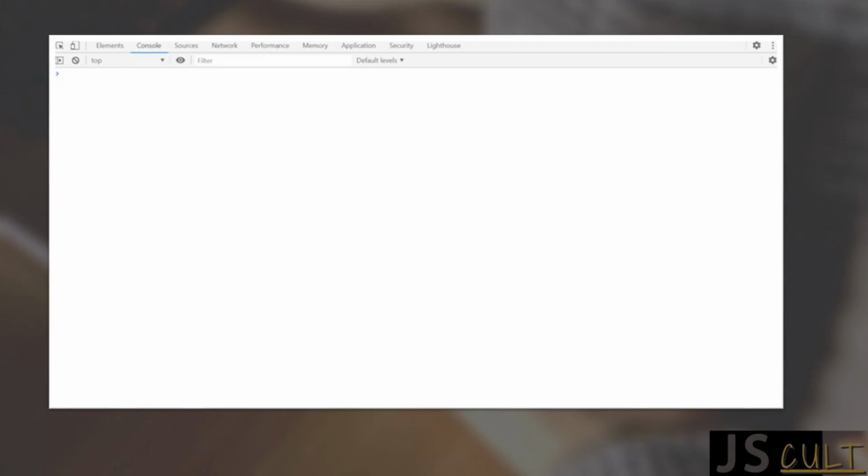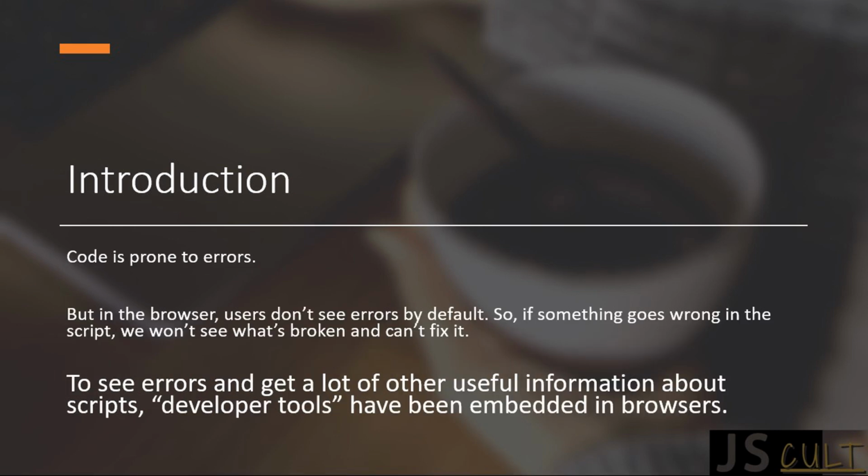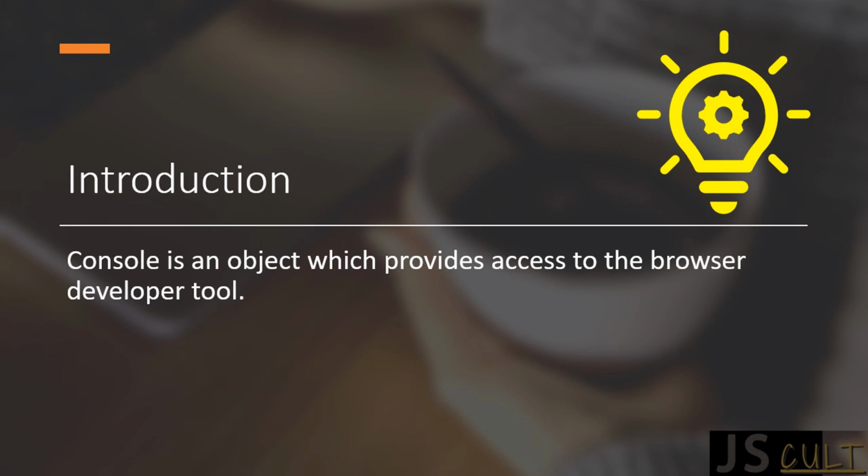As we all know, JavaScript is a front-end technology. What that means is JavaScript is compiled by the browser. What happens if there is any error in your JavaScript code? For the browser, there is no way to show that error to the users. So for that purpose, browsers integrated something called developer tool. So console is a global object provided by the browser to access this developer tool.